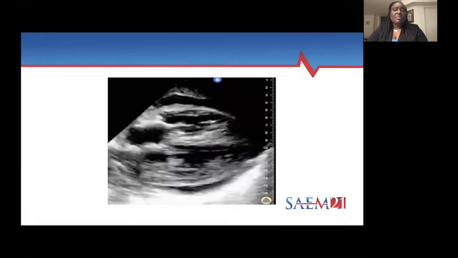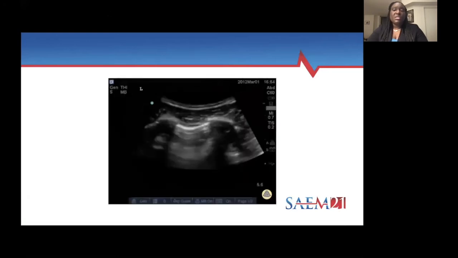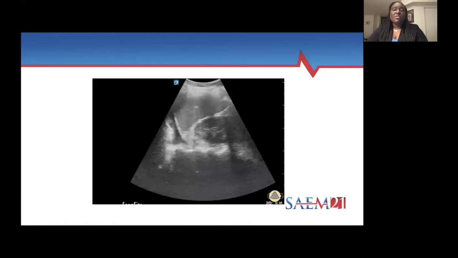This is a still image of the clip used to represent a pericardial effusion. This is a still image used to represent free peritoneal fluid. This is a still image of the clip used as an example of a lung point. This is a still image of the clip used to represent intrathoracic free fluid.